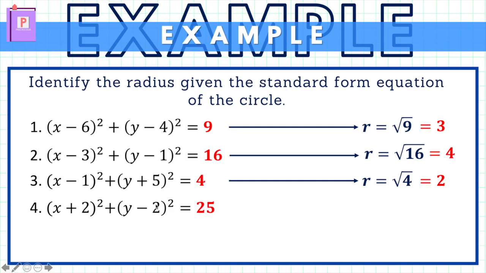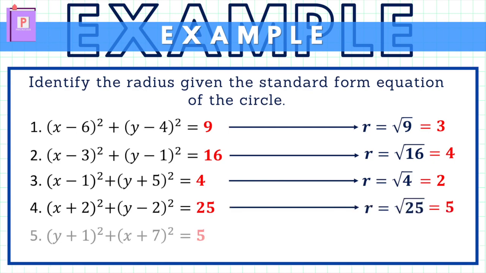So, on the other side of the equation, the constant is 25, or the r squared is 25. Then, getting the square root of 25, our radius is equal to 5. And lastly, we have an r squared of 5, and getting the square root of 5, we can either simplify this and get a decimal equivalent, or we can just say that the radius is square root of 5. The decimal equivalent of square root of 5 is 2.24.